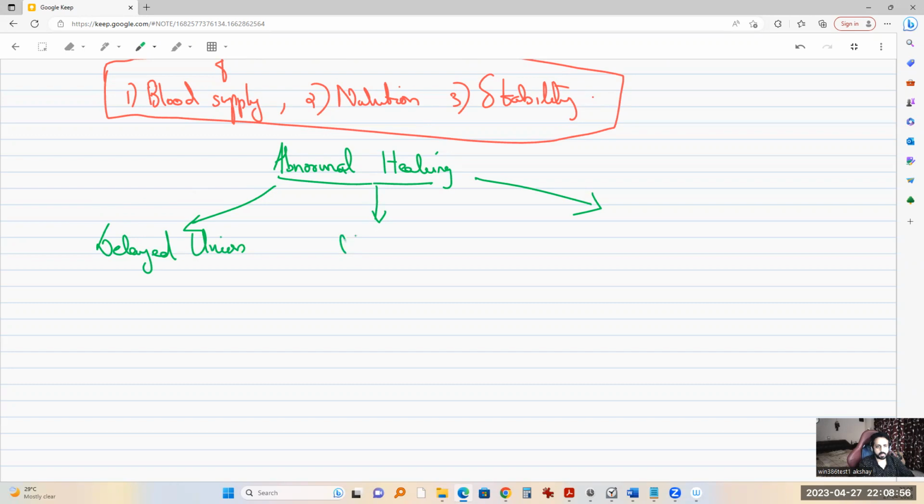Then there is non-union. Then there is malunion. In delayed union, the fracture heals, but it takes more time than is expected. That is known as delayed union.